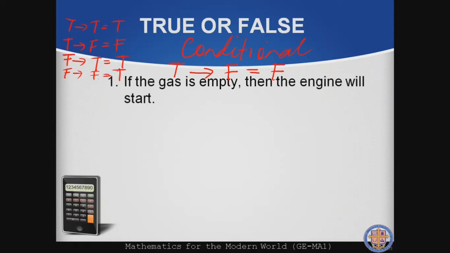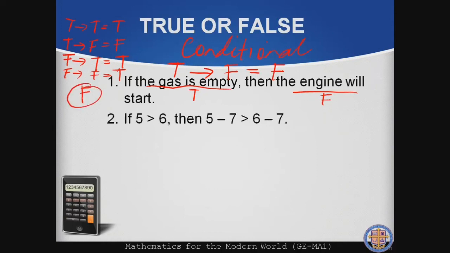Example, if the gas is empty, then the engine will start. So, we know the hypothesis or premise is already true. Then, you will say it will start. So, this is false. So, TF, false. Final answer is false. If 5 is greater than 6, then 5 minus 7 is greater than 6 minus 7. So, 5 is greater than 6. Yung daw bang 5 mataas na 6? So, automatically, this is false. This one. Then, 5 minus 7, what's the answer?